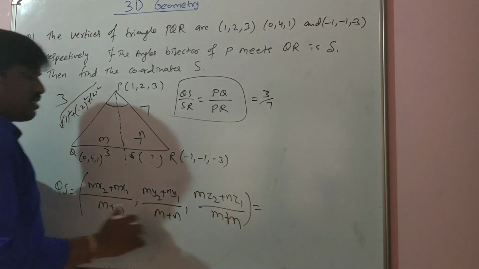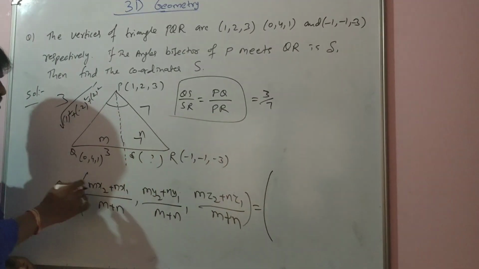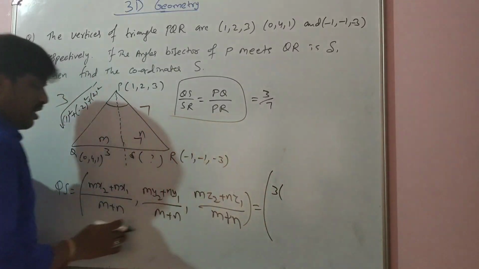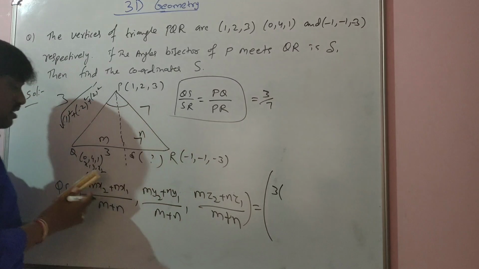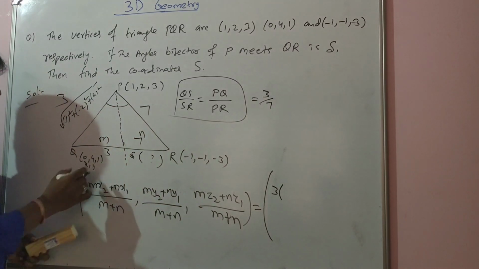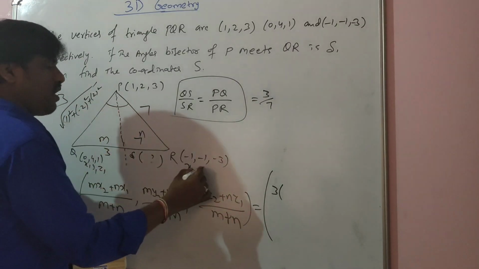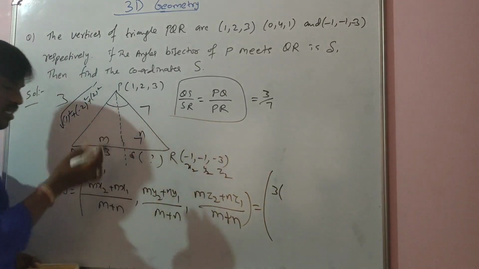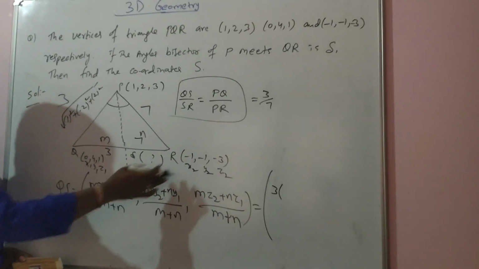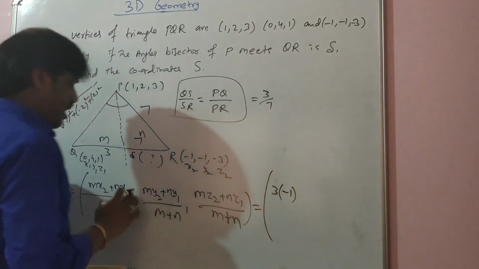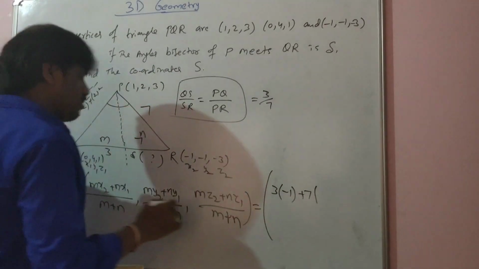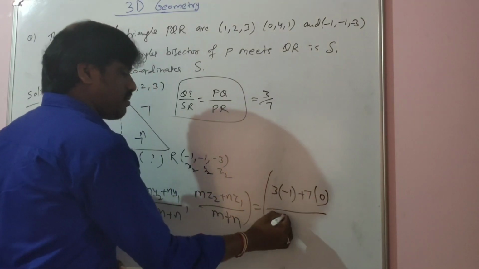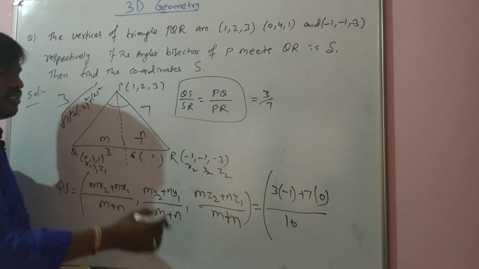Okay, so here you can substitute 3 for m. This is x1, this is y1, this is z1, and this is x2, y2 and z2. So just substitute in this and then you will get the answer. So you get (3 into (-1) plus 7 into 1), that is 0, upon 7 plus 3, 10. So you got this first coordinate.